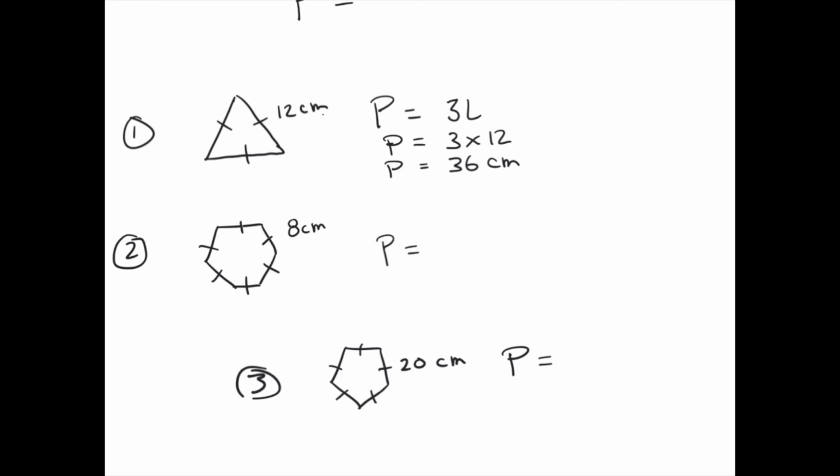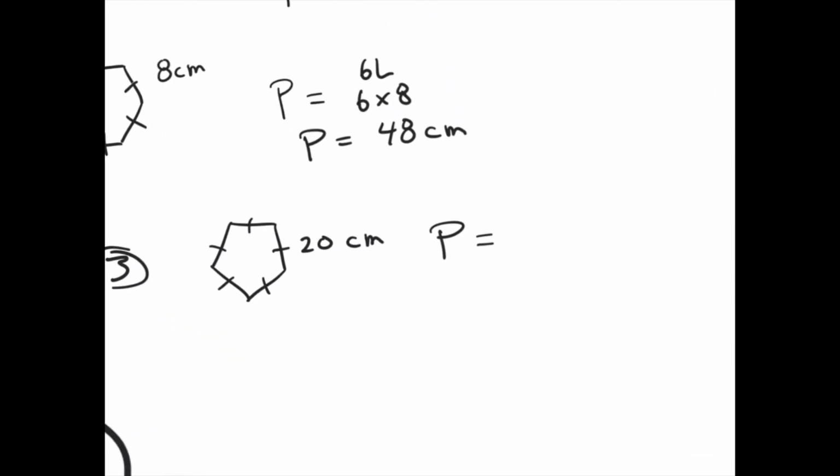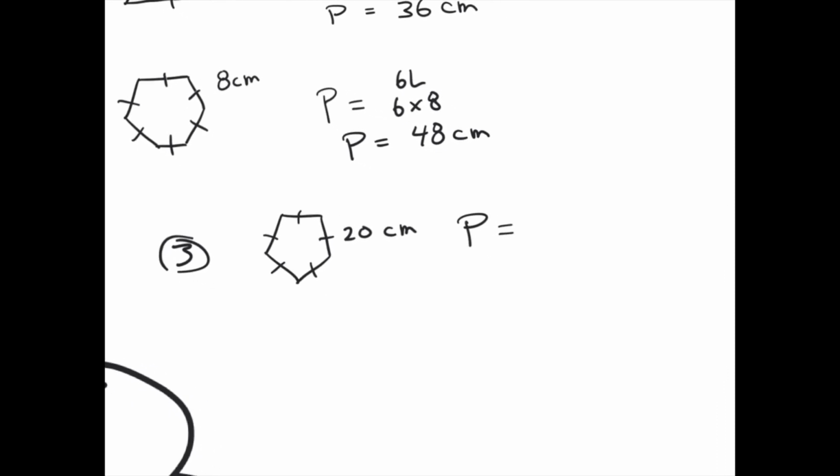Okay, number 2, this is a hexagon we're looking at. So this is a 6-sided shape, so our rule would be it's 6 times the side length, which in this case is 6 times 8, which means that the perimeter is equal to 48 centimeters. And lastly here, we have a pentagon, a 5-sided shape, so our rule would be 5 times the side length, which in this case is 5 times 20, which means that our perimeter is equal to 100 centimeters.